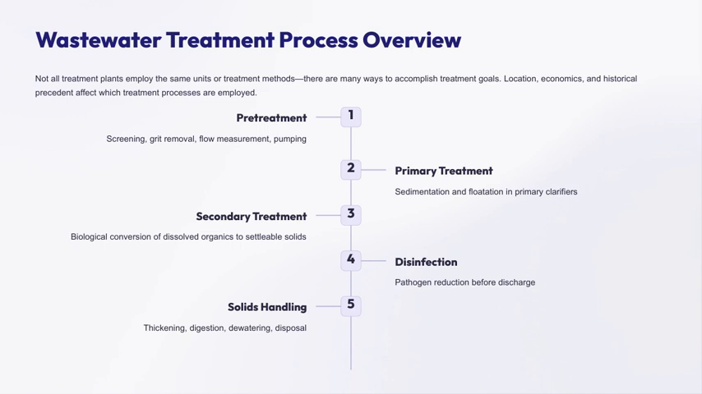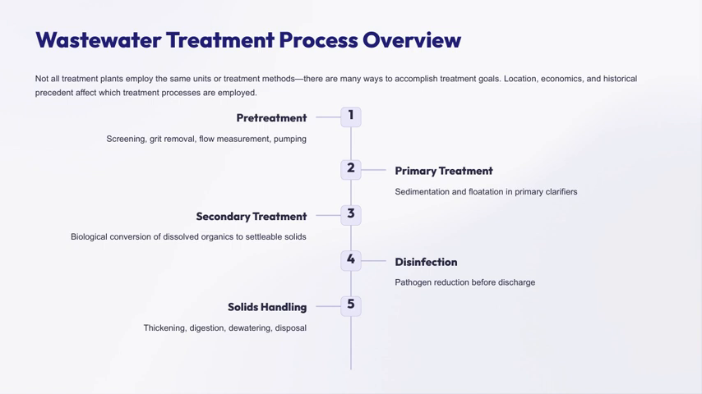First, we have pretreatment, which involves screening out large debris, removing grit like sand and gravel, measuring flow rates, and pumping the water to the next stage. This step is crucial because it prepares the water for more detailed treatment and helps protect downstream equipment. Next is primary treatment, where we allow the wastewater to sit in clarifiers so solids can settle out by sedimentation, and flotation can occur to remove oils or grease. This reduces the load on the subsequent biological processes.